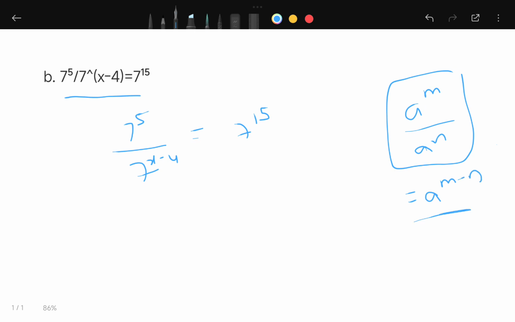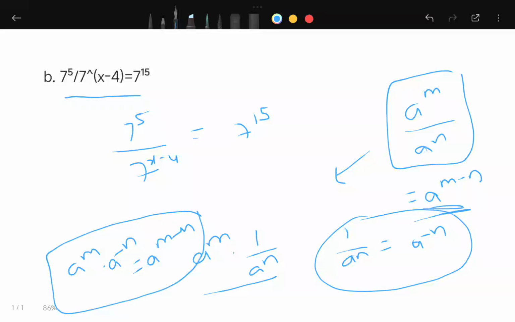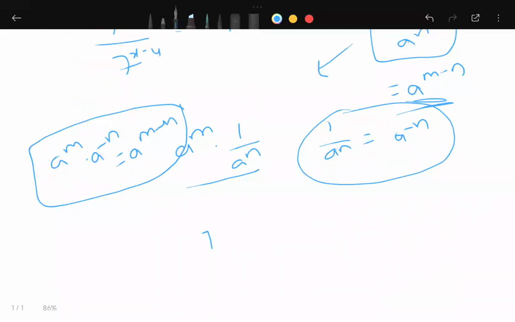So how did we get this? We know that 1 by a power n equals a power minus n. So a power m by a power n is a power m into 1 by a power n, right? So 1 by a power n can be written as this. So a power m into a power minus n equals a power m minus n. So in this way we got this. So let us use this and solve.